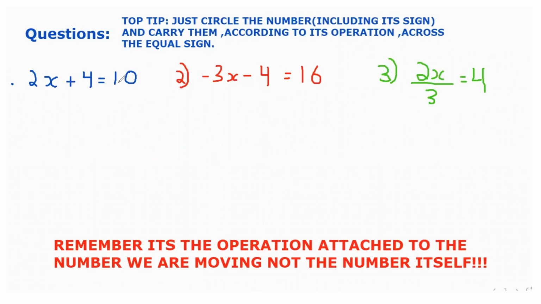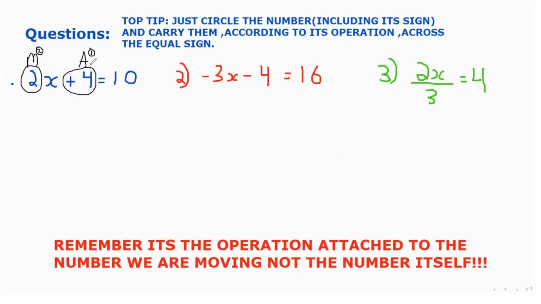2x plus 4 is equal to 10. Whip out the calculator. We want to get x by itself, so let's circle the numbers around it, including the sign. So we have plus 4 and 2. Let's label them: this is addition and this is multiply. Which one will I carry across first? The A and then the M.